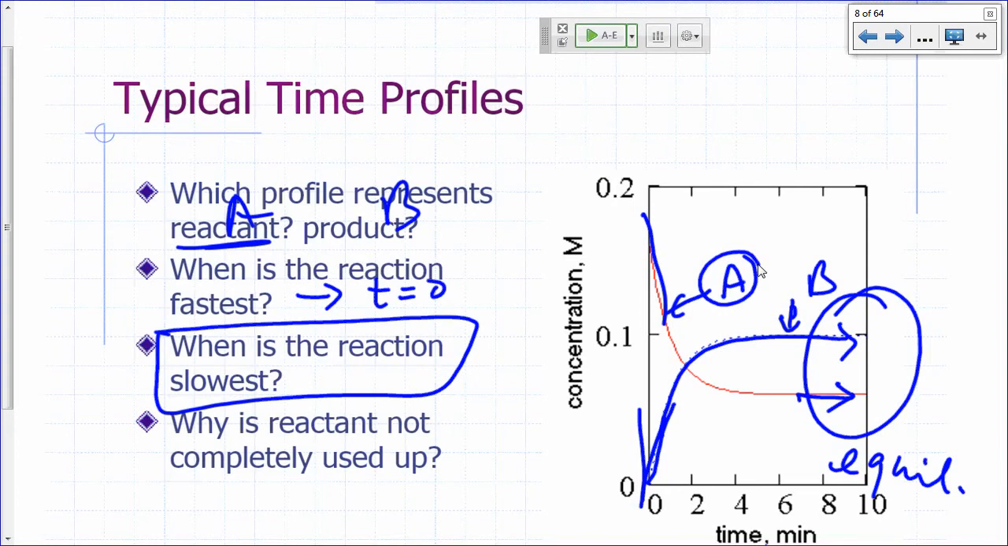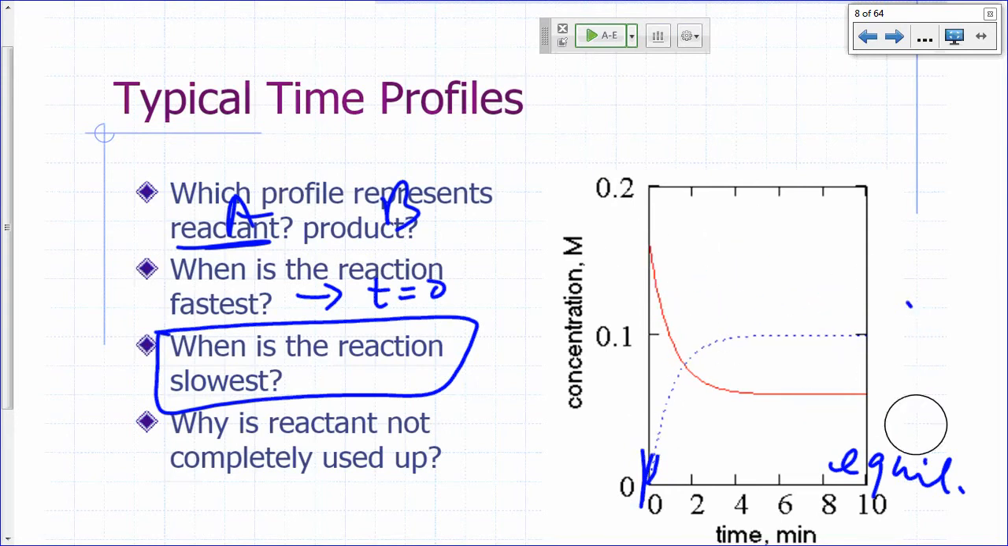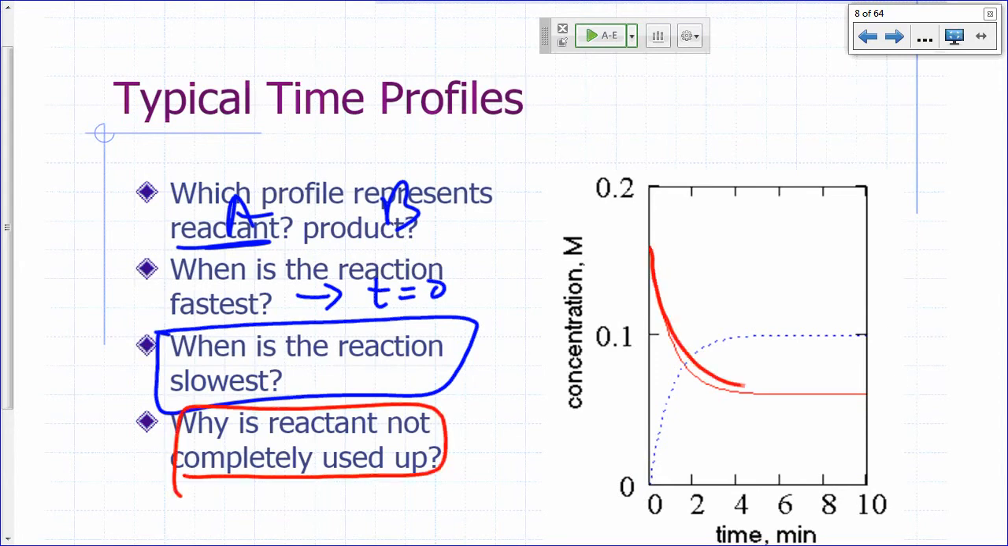One thing you'll notice about this one is your reactant A is not used up. Look at your A. It levels off at some number less than 0.1, but doesn't go to 0. How can we explain that? That means we say the reaction did not go to completion.